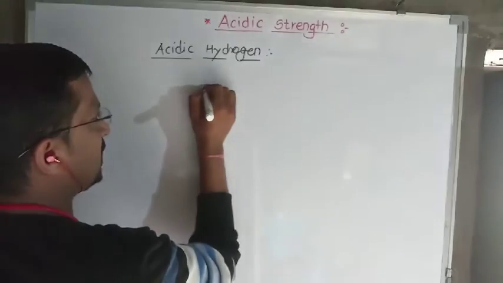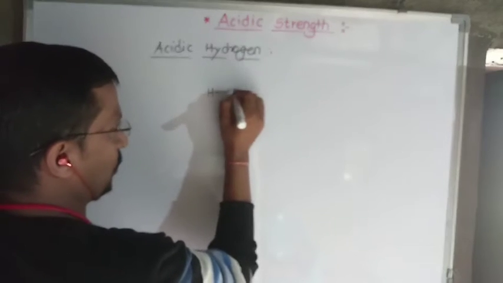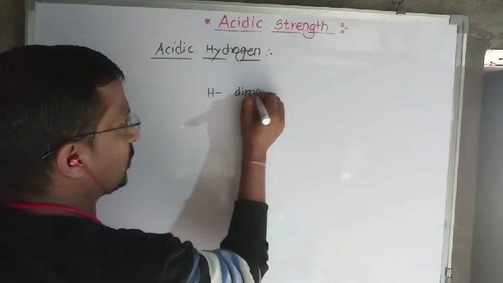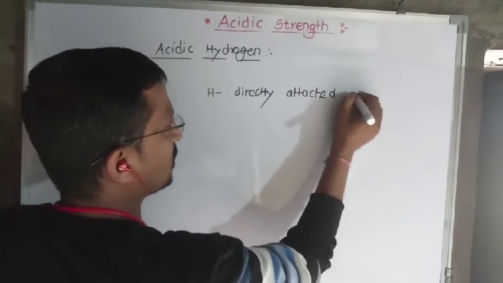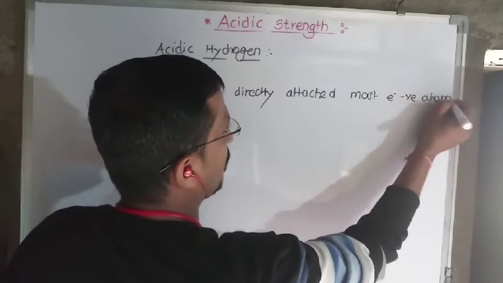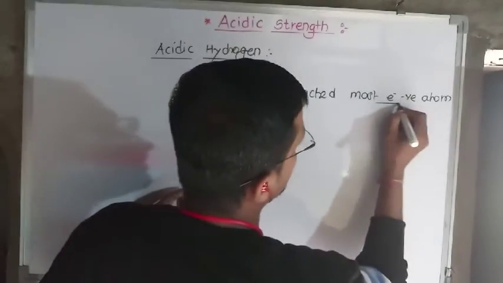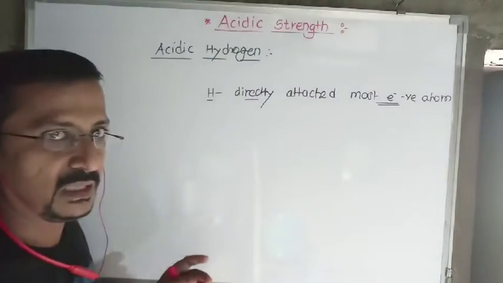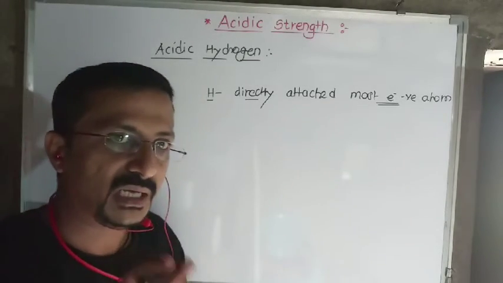Those hydrogen atoms are termed as acidic which are directly attached to the most electronegative atom in molecules or compounds. In molecules or compounds, if a hydrogen atom is directly attached to the most electronegative atom, we term that hydrogen as acidic in nature.